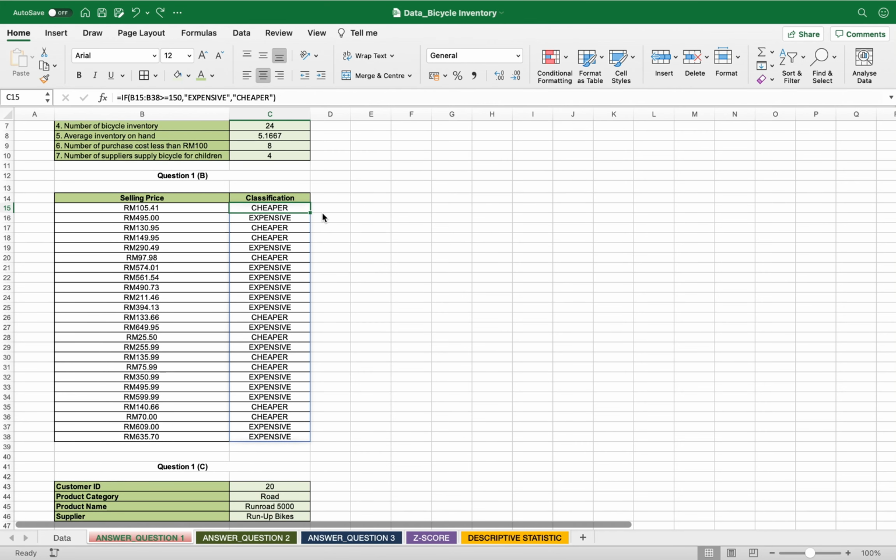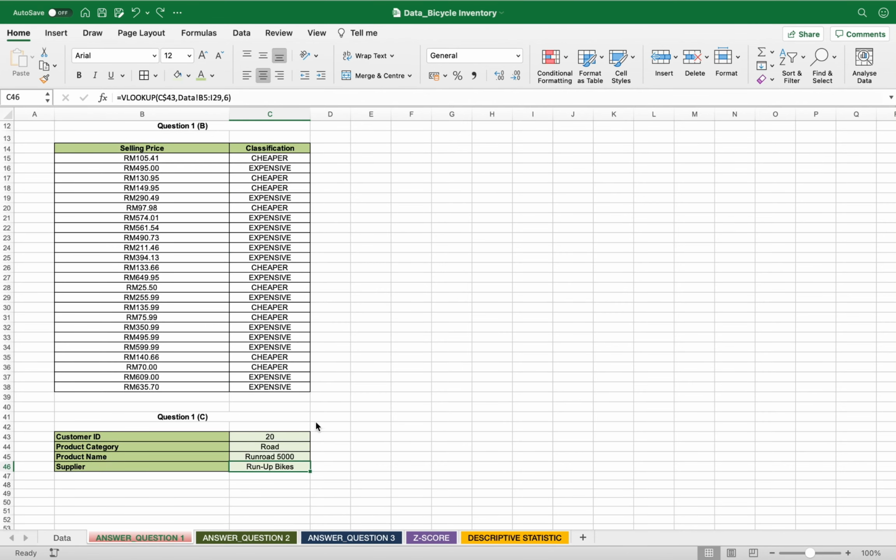Now it's question 1B. This one asks me to identify either the selling price is expensive or cheaper. I use the formula IF, and then I drag all of the data from B15 until B38, and then if above 115, I put comma, and then expensive, and then comma, and then cheaper, and then I will get the answer, and then I drag it down, and I get all of the answer.